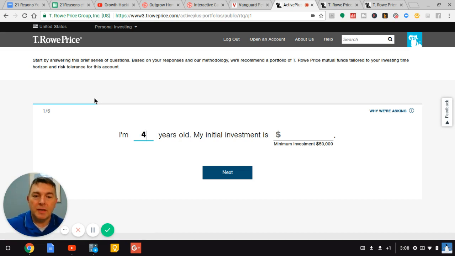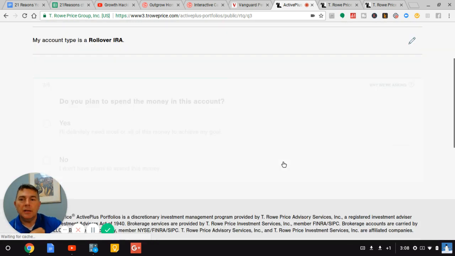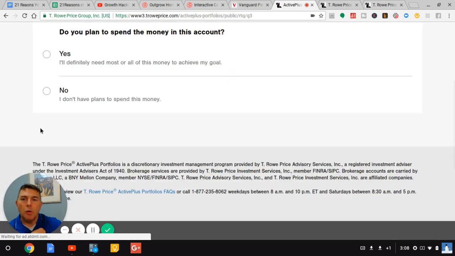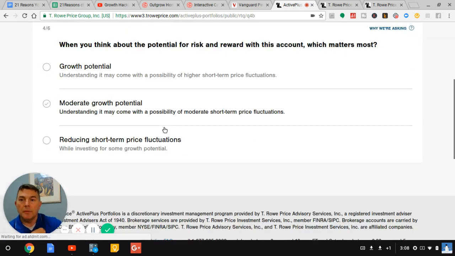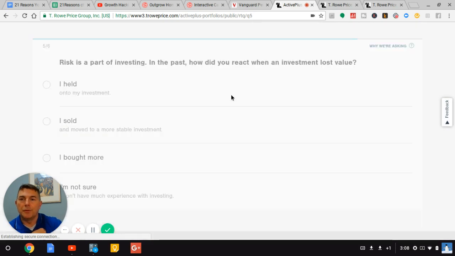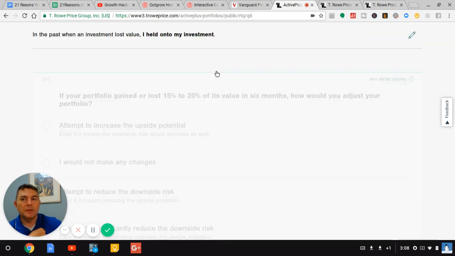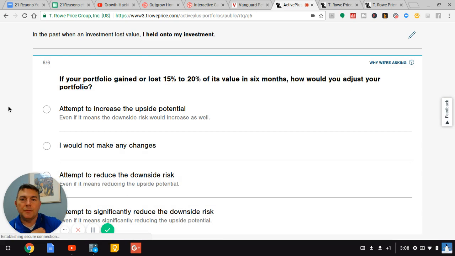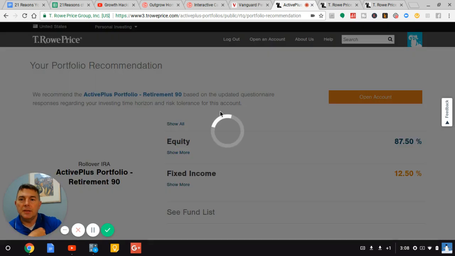All right, so same thing. I'm 47 years old. My minimum initial investment is $50,000. All right, let's see what they got here. I'm just going to say rollover IRA. That'd be interesting to see what they say different between a Roth and a rollover. But do you plan to spend this money in the account? No, I don't have any plans to spend it. I want growth. Yep, that's what I want. I want hardcore growth. Risk part of investing: how do you react when your investment loses value? I'm just saying, I'm trying to make this apples to apples. If my portfolio gained or lost 15-20%, I would not make any changes. All right, and let's see what the recommendation is.